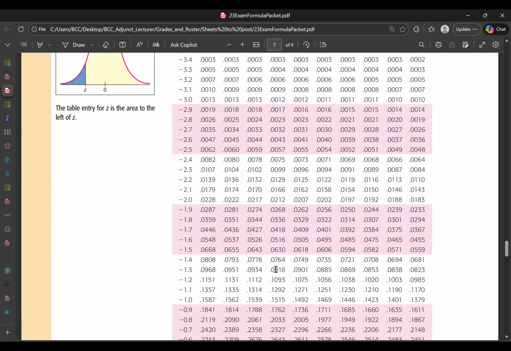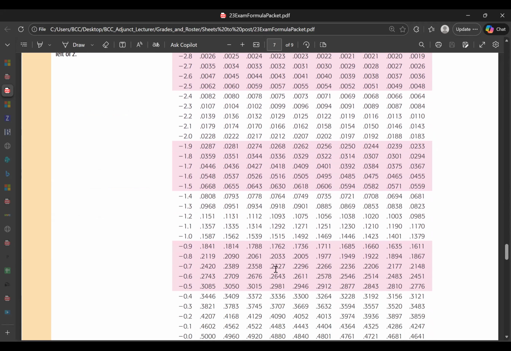All right, 0.0700. Where are you? Got some work to do now. All right, so I found it. So 0.0700 is between these two numbers right here. I have 0.0708 and I have 0.0694.